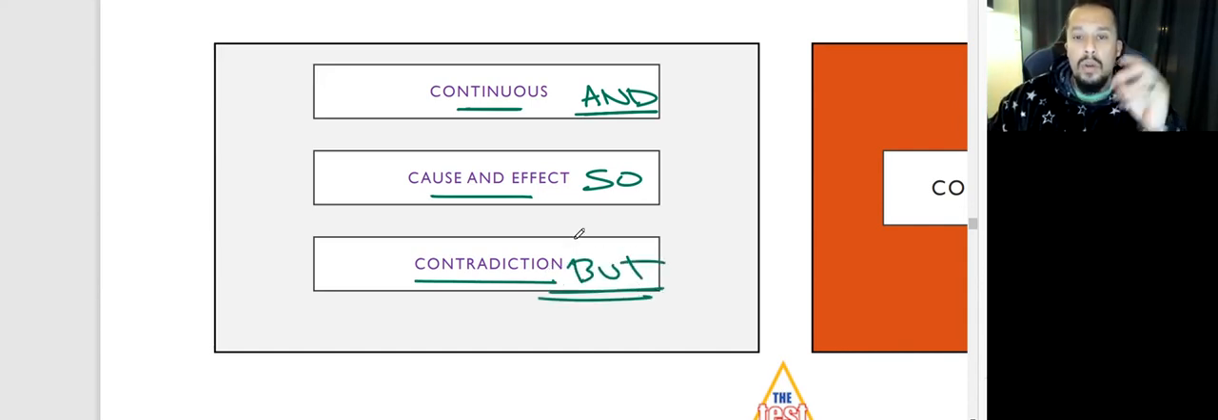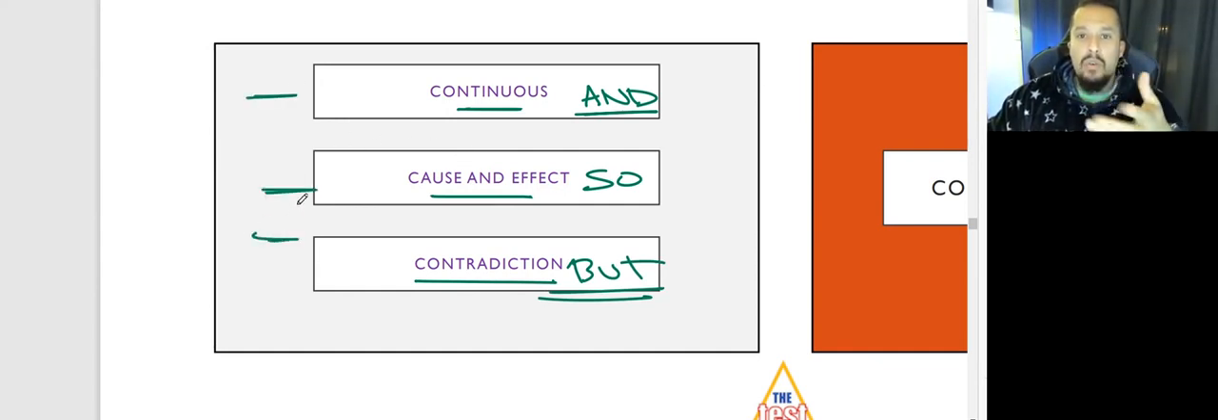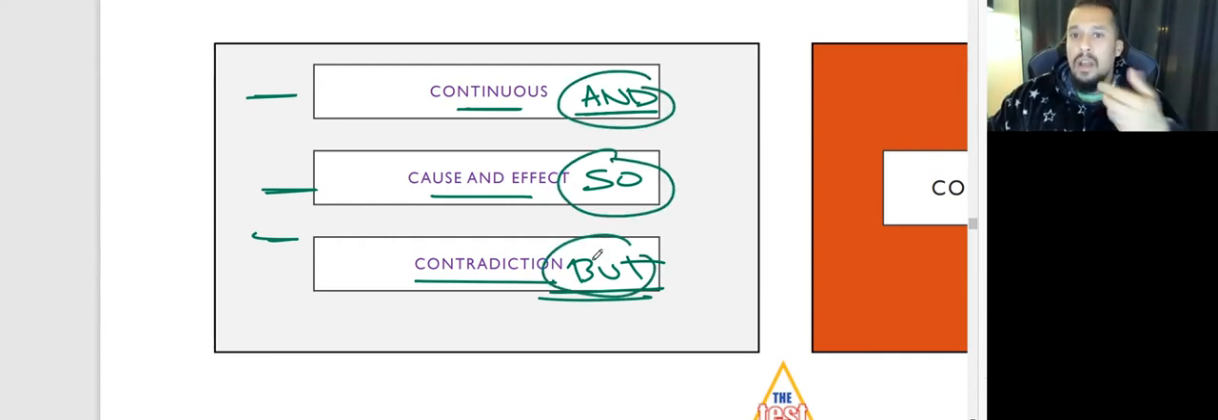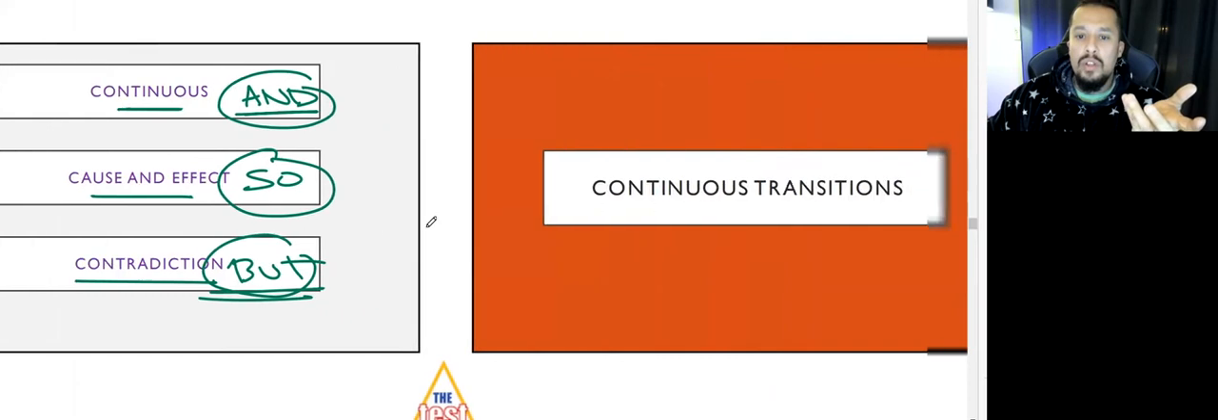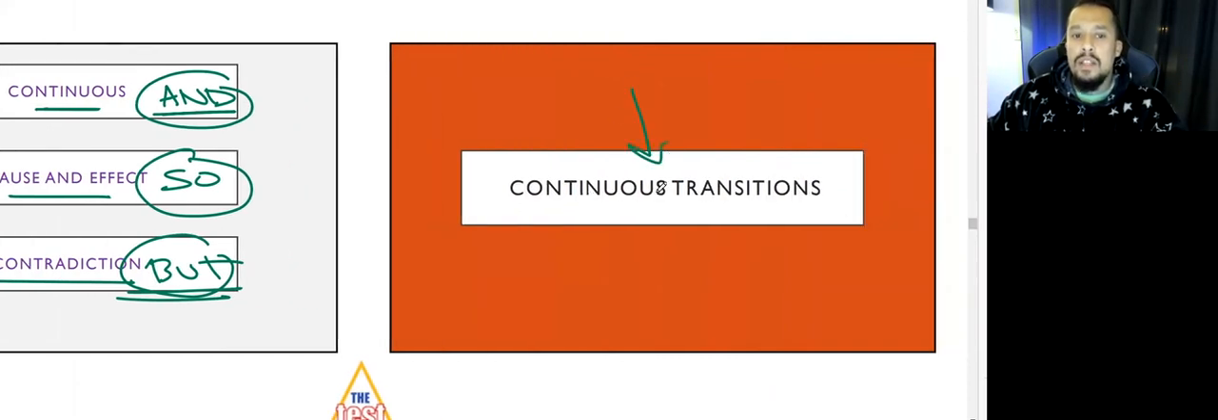But so like we said before, when you read the two sentences, you need to identify, well, what is the category of each sentence, or what is the category between the two sentences? What is the relationship? Do I have an and relationship, so, or but? And this will make it easier for you to solve. So let's go over the continuous transitions.